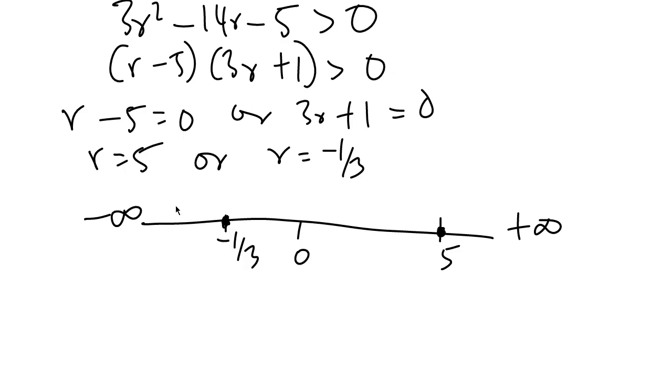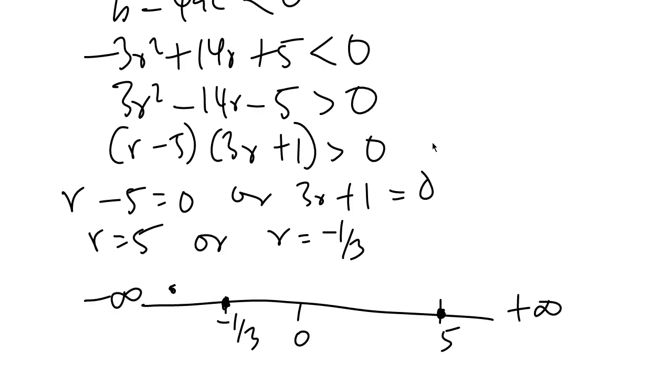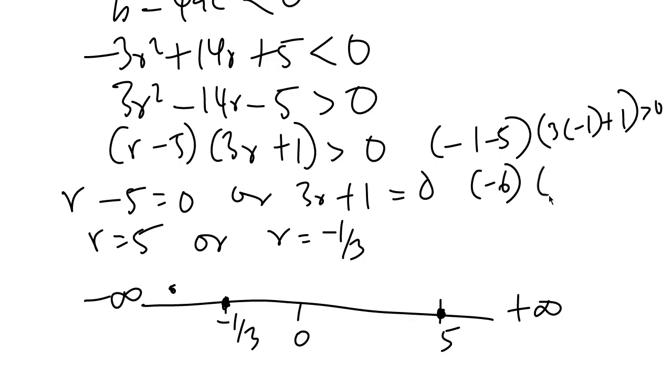So test for any value less than minus 1 over 3. If we test, for example, minus 1, it will be minus 1 minus 5 into 3 into minus 1 plus 1, which should be greater than 0. That will be minus 6 into 3 into minus 1, which is minus 3 plus 1, which is minus 2. And minus 6 times minus 2 is positive 12, because minus times minus is plus. And since it is greater than 0, this region will be acceptable.